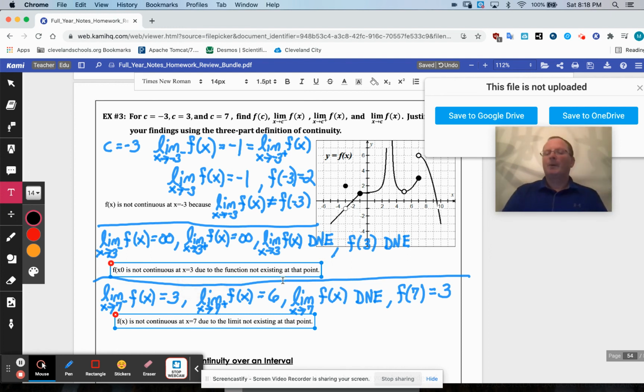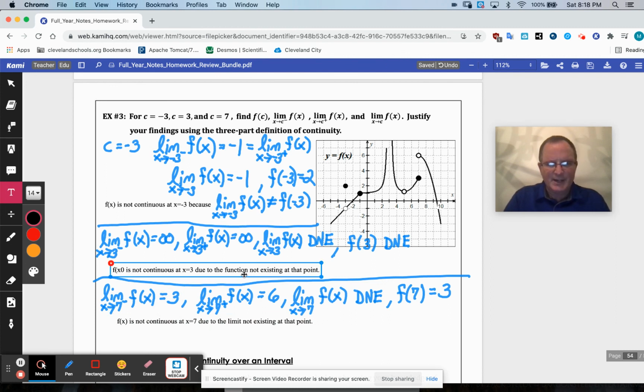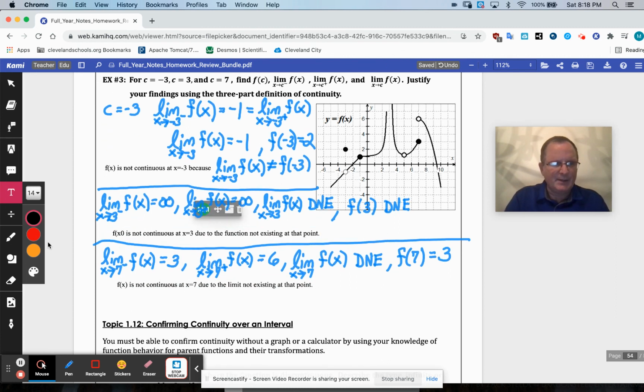Okay, either way, I think that'll take care of those. But remember that three-point checklist: the limit has to exist, the function has to exist, and they have to agree. And if they agree, then you are continuous at that point.